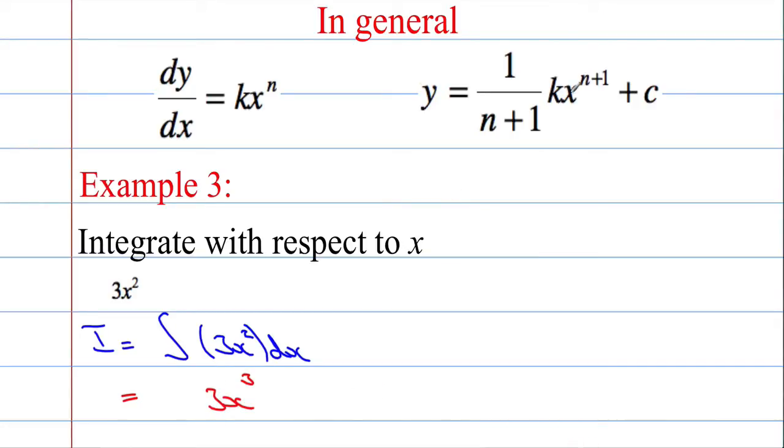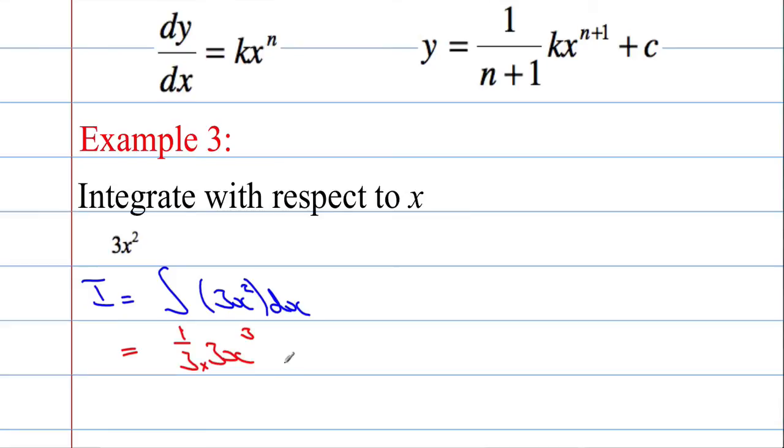We have a 3 in front of the x, and I need to multiply that by 1 over n plus 1. Well, n plus 1 is 3. So it'll be 1 over 3 times 3x cubed. And don't forget that constant of integration, plus c. Well, 1 over 3 times 3 is 0. Not 0, I mean 1. 1 over 3 times 3 is 1. So we end up at 1x cubed plus c.